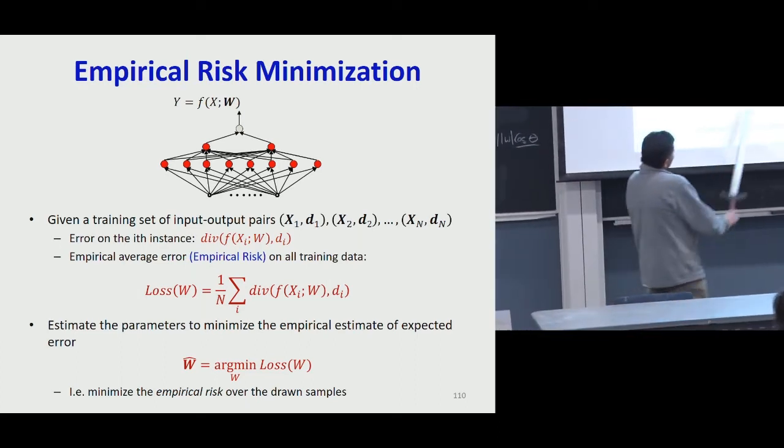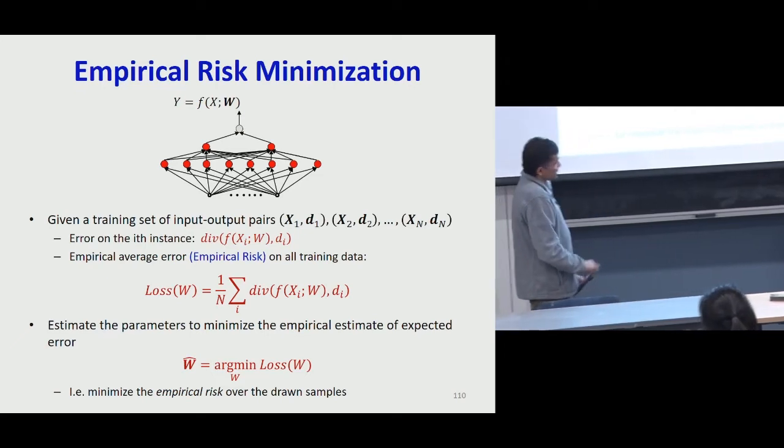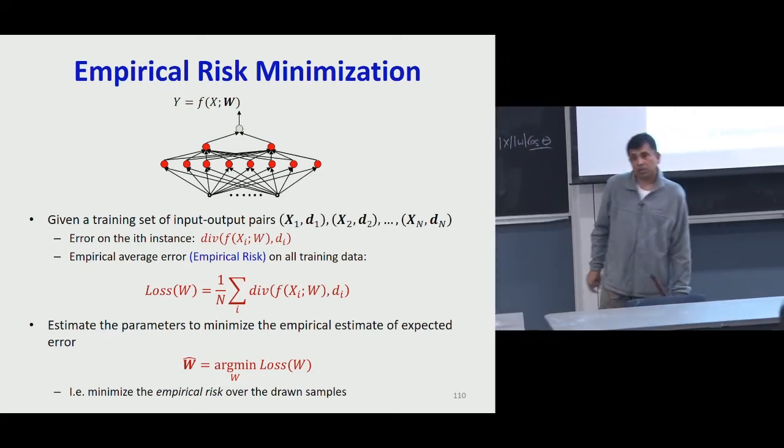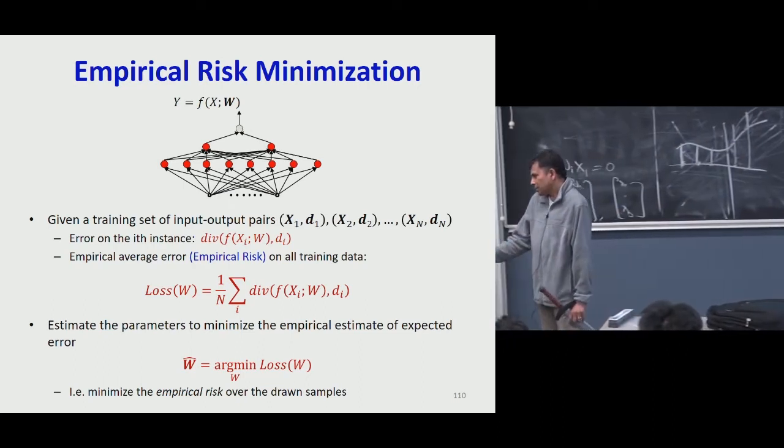And you average this over all of the training instances. That's your empirical average error, or your empirical risk. And we are going to estimate the parameters to minimize this empirical risk. Right?